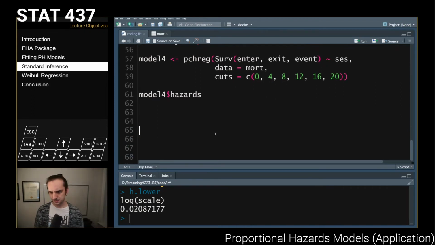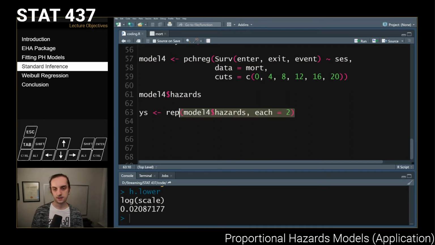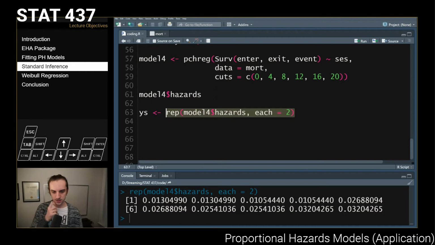And so what I want to do is create a set of points where we have our starting and ending y value, which is going to be constant over each of these intervals. The way I'm going to do this is call this rep function, which allows us to repeat a vector. If I call rep on the hazards, and I say each equals 2, then if I just run this down in the console, you can see that it's just duplicating each of the elements in the list here, right? So you see 2 of the first one, 2 of the second one, and so on. And so those are going to be my y values.